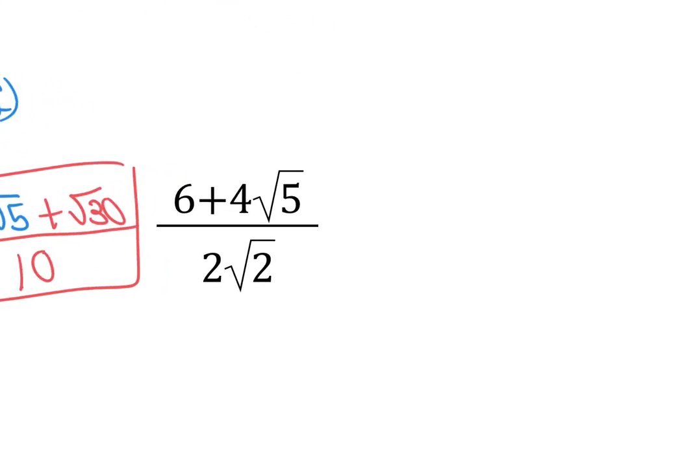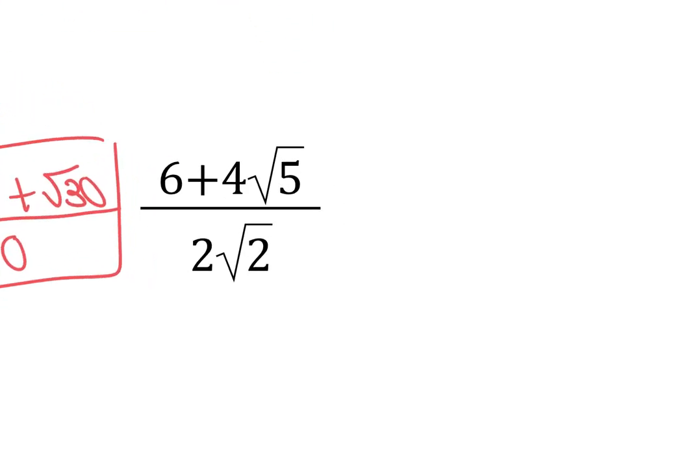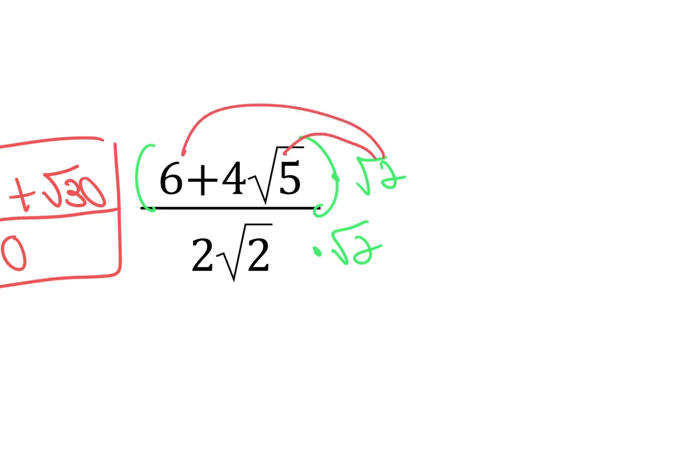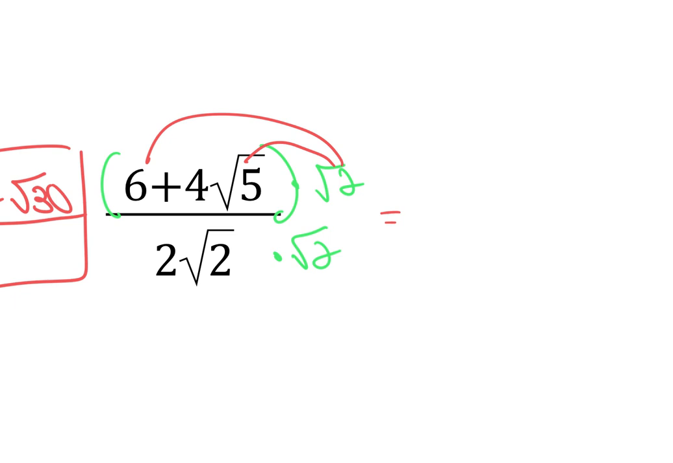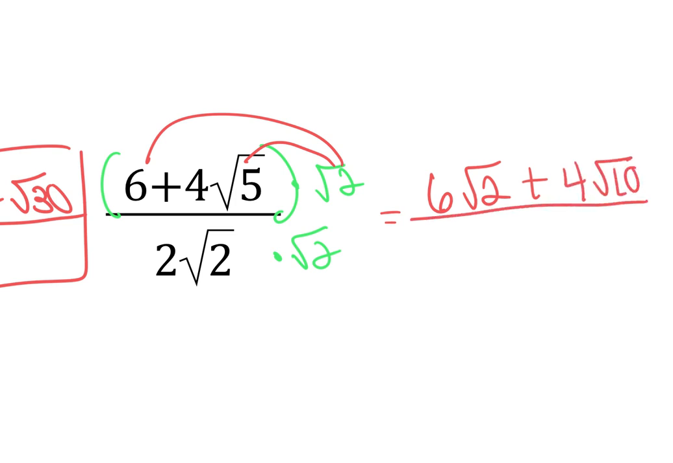So one more quick example here. We've got square root of 2 in the denominator, so I need to multiply the square root of 2 on the top and on the bottom. And again, we need to make sure that we are distributing that square root of 2 on the top to both of them. Okay, so we would have 6 times the square root of 2 plus 4 times the square root of 10. That's going to be on the top. And then on the bottom, we would have 2 times the square root of 4, which is 2 times 2, which is going to be 4.